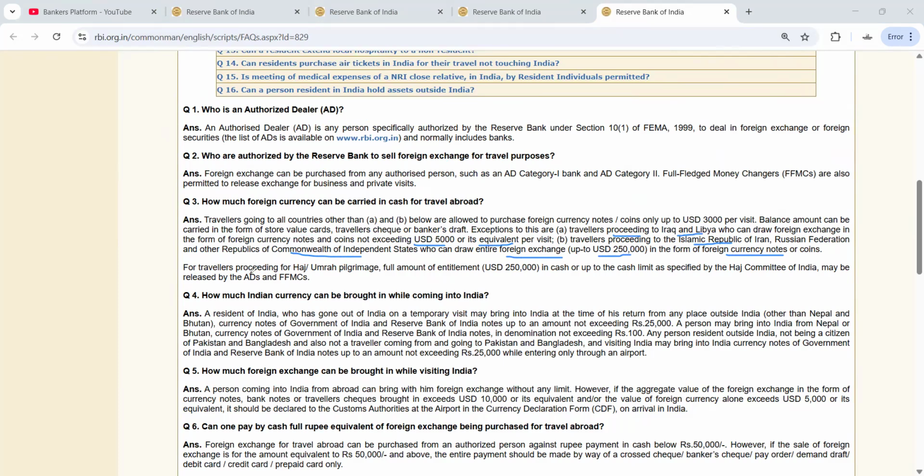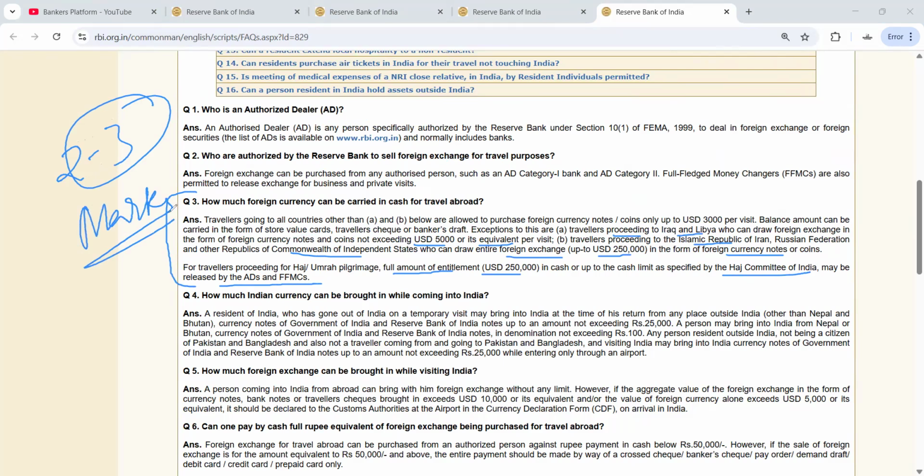Okay. So for travelers proceeding for Hajj or Umrah pilgrimage, the full amount of entitlement, that is $250,000, in cash or up to the cash limit as specified by the Hajj Committee of India, may be released by an authorized dealer and full-fledged money changer. So all these points you have to remember. This is very important. Whatever we are doing is very important and it will definitely give you 2 to 3 marks in the exam if you remember all these points properly. And we have already seen that 2 to 3 mark questions were asked in the previous exams.